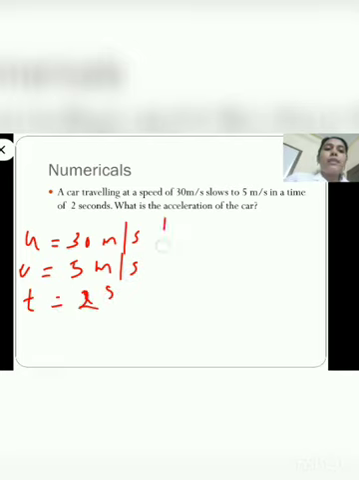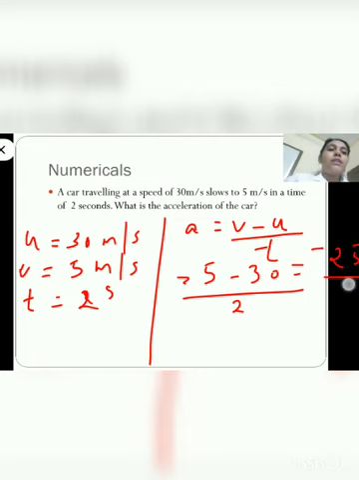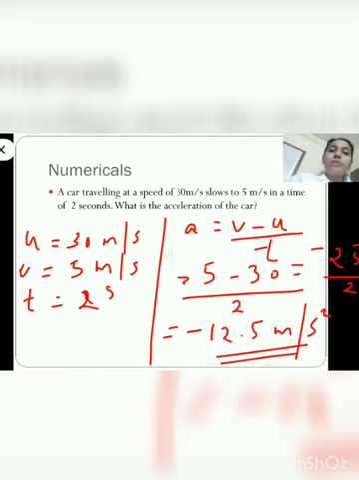Find acceleration. Acceleration a is equal to v minus u by t. What is v? v is 5, minus u, which is 30, divided by time 2. And 5 minus 30 is minus 25, divided by 2. Minus 25 by 2 is minus 12.5. Unit is meter per second square. So here we got a negative value. Negative acceleration means retardation. Why? Because the speed of the car has decreased with respect to time.